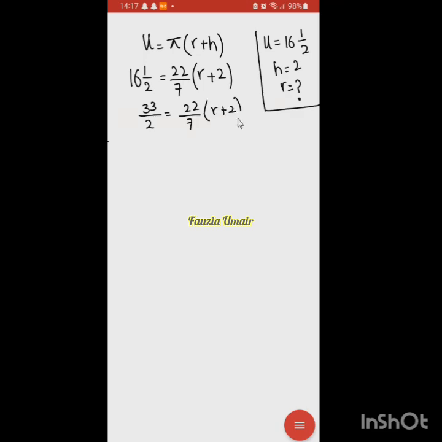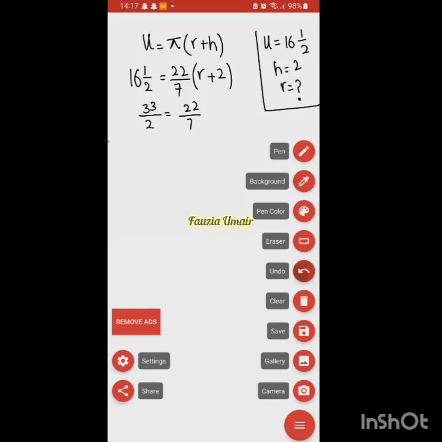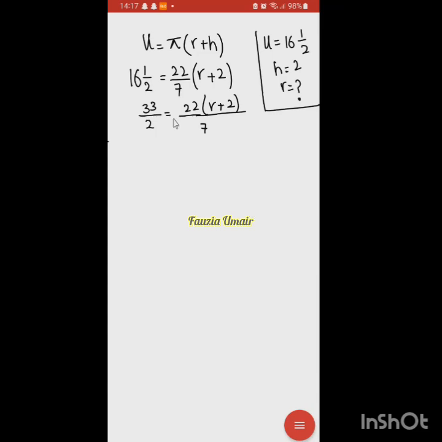Acha, this is interesting. I can write down this 7 as a denominator also, like this. This is the same thing: 22 multiplied with (r plus 2), divided by 7. So this 7 is basically a divisor of all this. Right? So now what to do? First open the bracket, expand it. All right, let's open the bracket. 33 by 2 is equal to (22r plus 44) divided by 7.